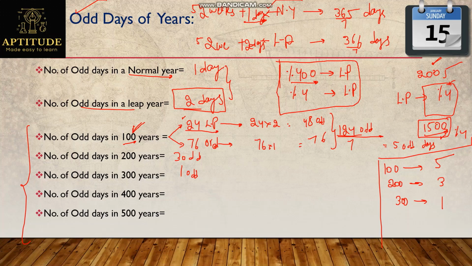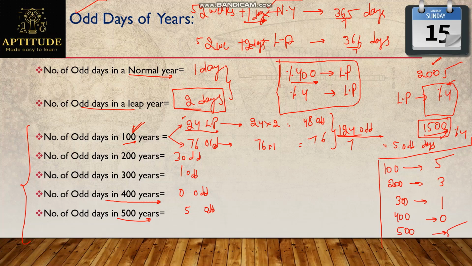For 400 years, see this, the 400th year is a century year and also a leap year. So for every 400 years, I'll get 0 odd days, which means we'll have a perfect number of weeks. No extra days will be left over after forming weeks. And for 500, it is once again 5 odd days, which means the cycle repeats every 400 years. So century codes will be repeated every 400 years.